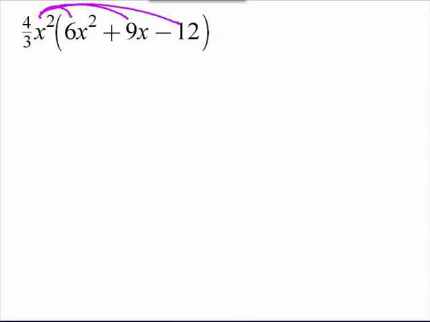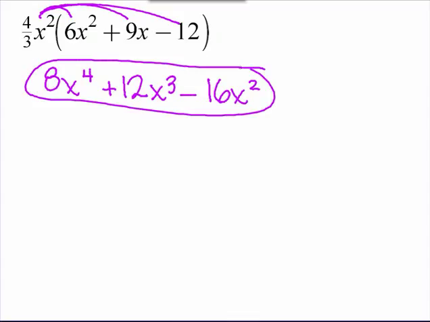So now this is what we need to do. I'm going to take 4/3 times 6. What's 4/3 times 6? 8. So I have 8x to what power? The 4th. Next one, I'm going to take 4/3 times 9. What's that? 12. X to what power? The 3rd. Minus. What is 4/3 times 12? 16. What's my power? X squared. There you go. So see, that wasn't near as bad as what it looked like.